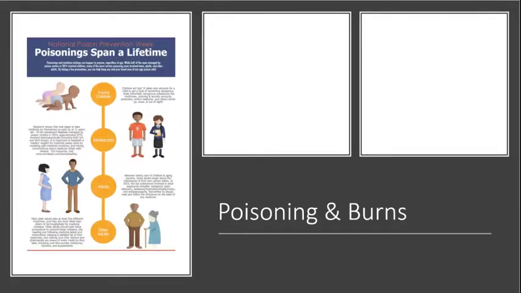A poison is really any substance that causes injury, illness, or death if it enters the body. Cleaning supplies, fluids used for cars and home maintenance, and certain plants can all cause poisoning.